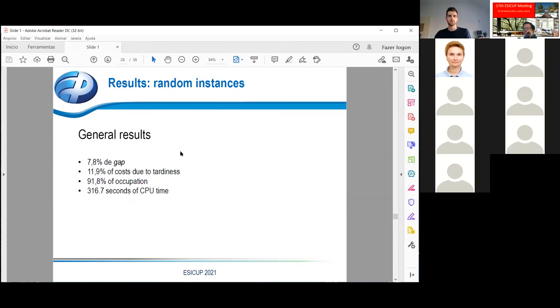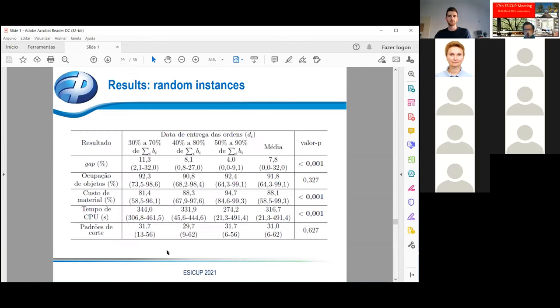The general results showed an average gap of 7.8%. The costs due to tardiness were almost 12%, while the occupation of the raw material was almost 92%. The average CPU time was 316 seconds per instance.